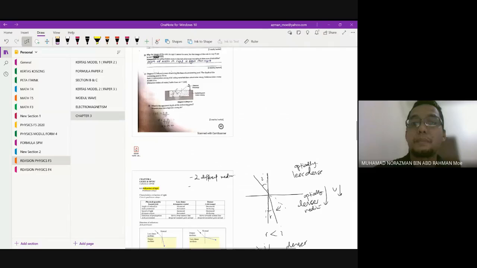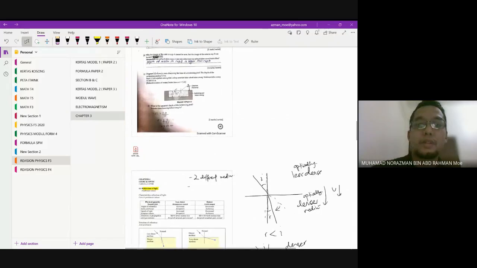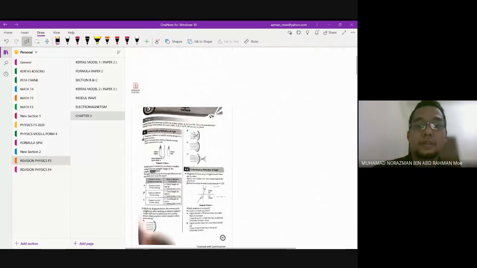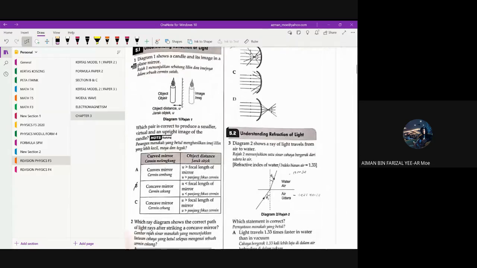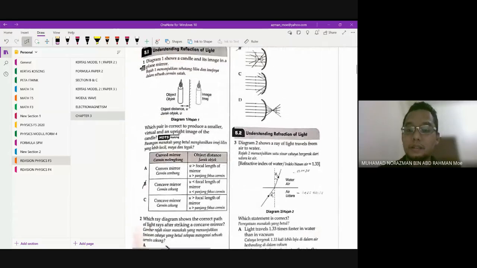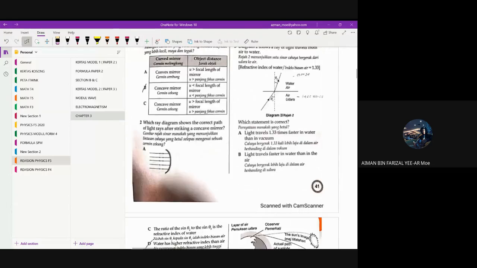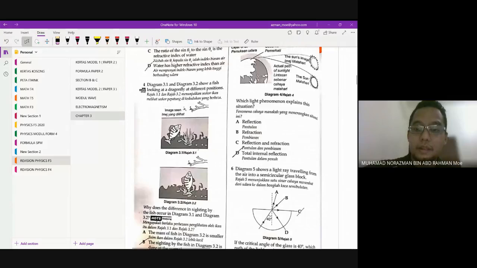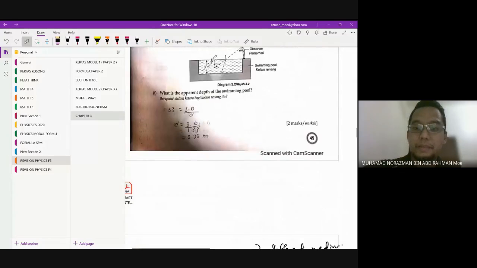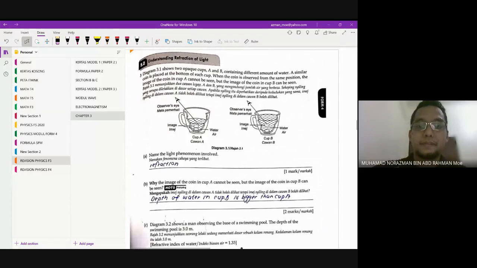Okay, now kita pergi. Okay, boleh prepare your KBAT book. Okay, we discuss question. Sampai 45 cikgu. Hah? Sampai 45 je kan? Sampai muka surat 45. Section A.